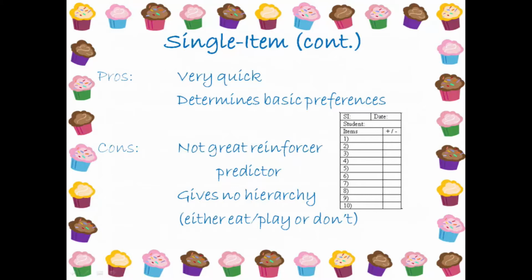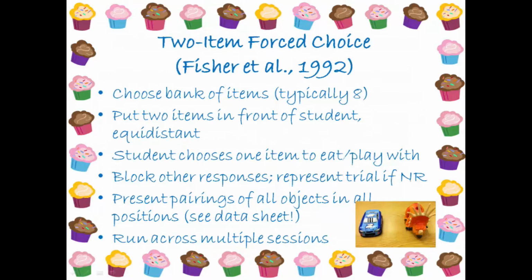A much more commonly used assessment is the two-item forced choice assessment, developed by Fisher et al. In this assessment, the instructor chooses a bank of items, typically 8. For every trial, the instructor puts 2 items in front of the student, equidistant from each other and from the student. The student chooses one item to eat or play with, and the instructor blocks any other responses, like trying to play with both items at the same time, by presenting the pairings of all the objects in your bank so that each object is paired with every other object and is on every position, either left or right. You'll be able to determine a preference hierarchy.